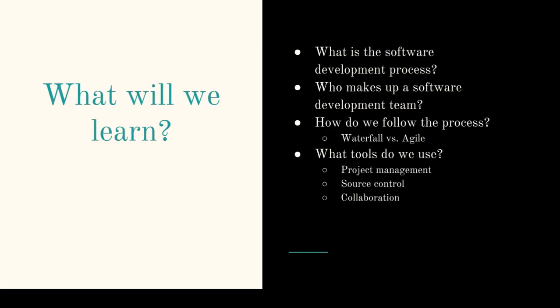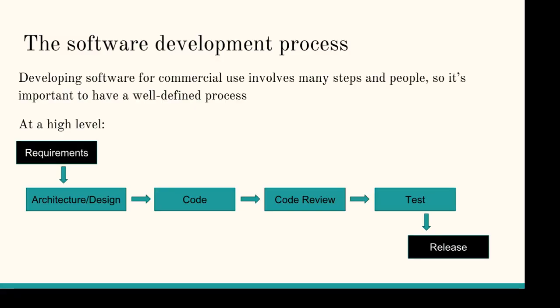So we'll look at what the software development process is, and who makes up a software development team. It's not just the developers. How do we follow the process? And I'll generally talk about two different ways that this process is executed, one called waterfall and one called agile. And then I'll talk about some of the tools that we use to manage this process.